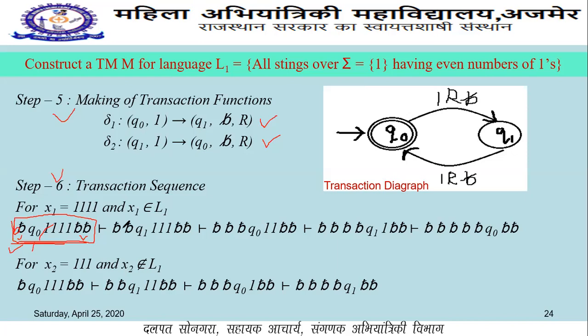Okay, so we change this one by this blank and move to the right hand side for the next one and change our state. Okay, like this. So for this we have to write a transition function. Suppose whenever we are at state Q0 and we're reading 1, then we move to next state Q1 and overwrite the 1 by blank symbol and move to the right.